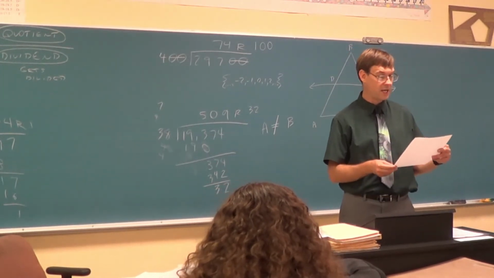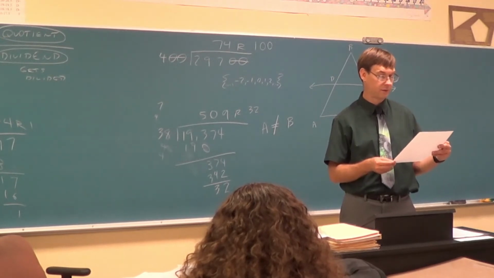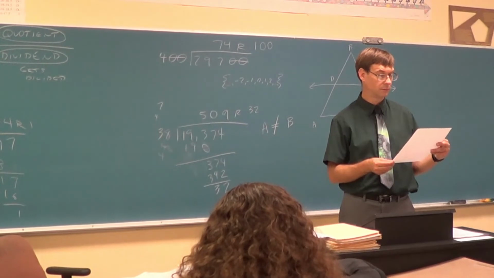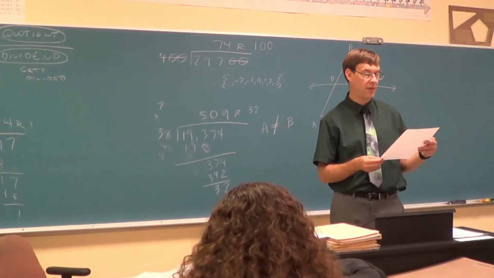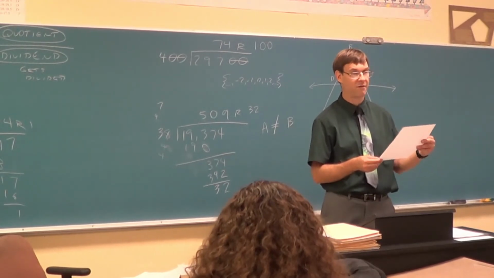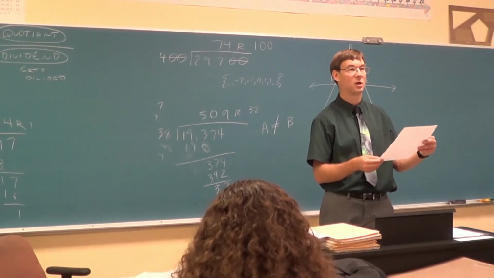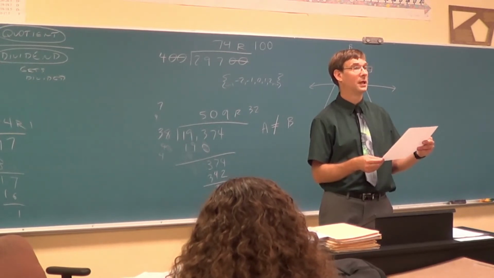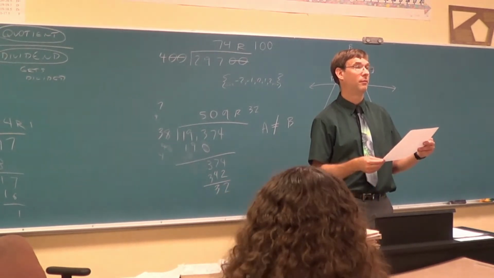2, is set E equal to set F? Yes. Yes, those are true. They both have 1, 4, and 5 in them. So 2 is true. E does equal F. Anybody a question judging what makes sets equal? So they have to have the same, they have to be the exact same number?